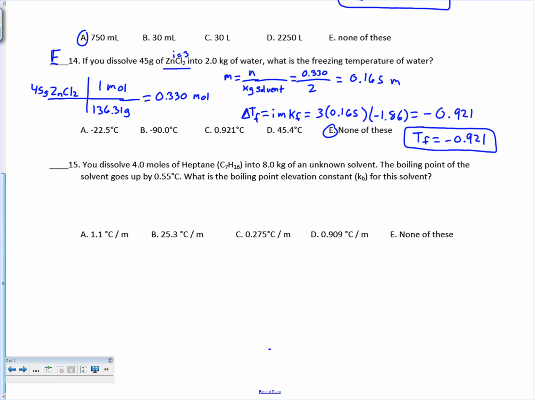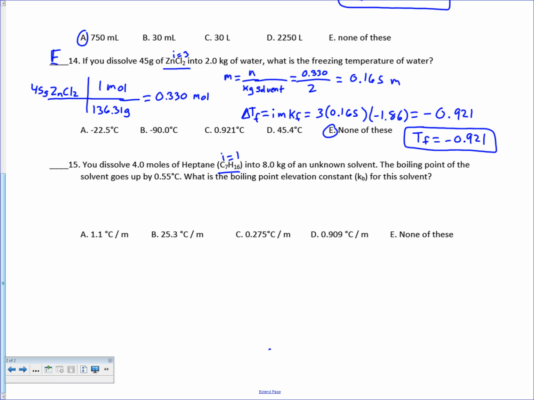Question 15, you dissolve 4.0 moles of heptane, which is C7H16, into 8 kilograms of an unknown solvent. The boiling point for the solvent goes up by 0.55 degrees Celsius. What is the boiling point elevation constant Kb? Something to notice here: this is a hydrocarbon. It's just nonmetals, carbon and hydrogen. That means it's not going to dissociate, so i equals 1. It's not ionic, so it won't spread out when you put it into a solvent.